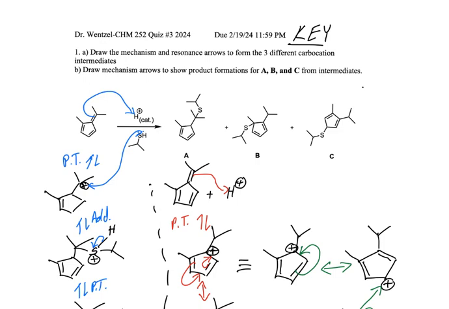Some people did a hydride shift, which was fine. That wasn't exactly what I was looking for. So there's a pi bond missing there. But that's okay. People did things reasonably well. So the first step, pi bond reacts, right?